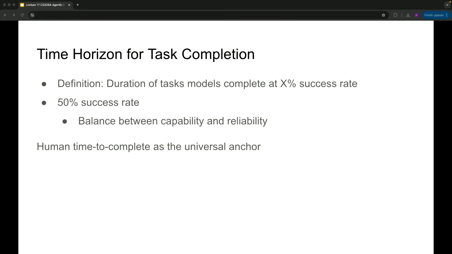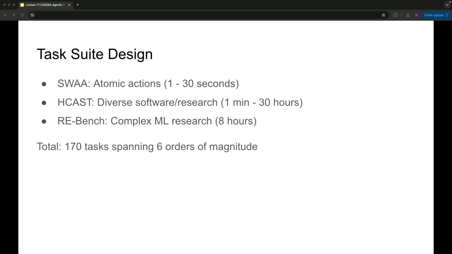So METR, this particular benchmark, focuses on the duration of the task that a model can complete, and then it associates a reliability metric, like will it complete it with 50% success, or will it complete it with 80% success, and so on. And the universal anchor for these tasks ends up being how much time it would take humans, if they were professionals, to complete these tasks.